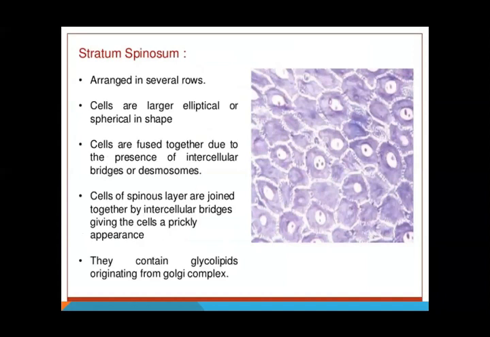Stratum spinosum is arranged in several rows. Cells are larger, elliptical or spherical in shape. Cells are held together due to the presence of intercellular bridges or desmosomes. Cells of the spinous layer are joined together by intercellular bridges, giving the cells a prickly appearance. They contain glycolipids originating from the Golgi complex.